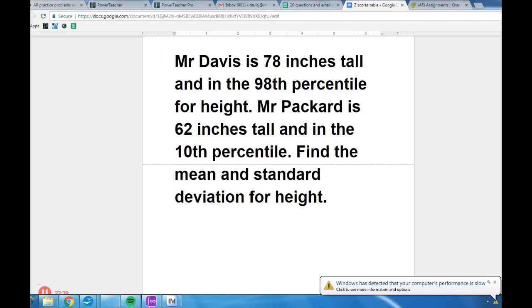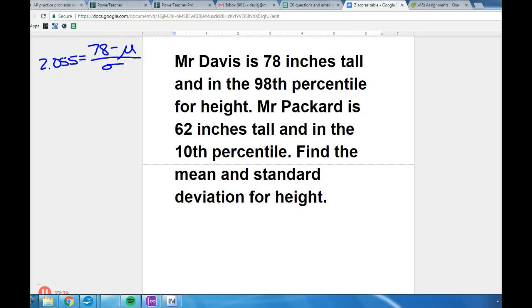So, 78 inches tall is the 98th percentile. So I can look up, let's start with this. If you just look up 0.98 in your chart, what is it? 2.055. And that equals 78 minus the mean over the standard deviation, right? Correct. Same thing here. Look up 0.1 in your chart because it's 10th percentile. Negative 1.285.